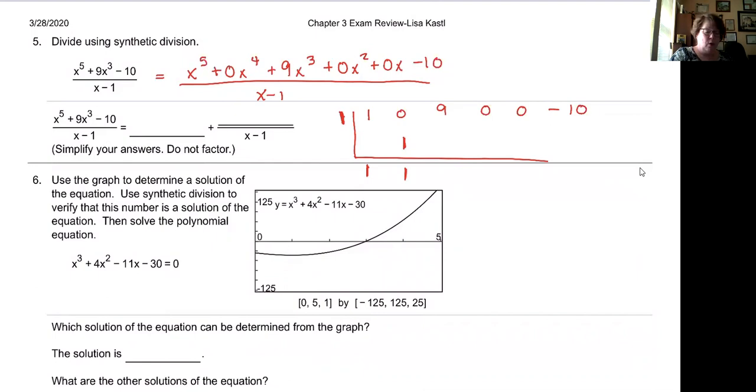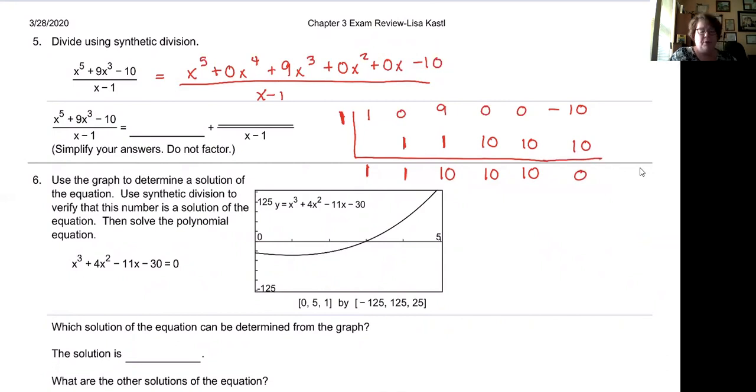1 times 1 is 1. Write that under the 9. 9 plus 1 is 10. 10 times 1 is 10. Write that under the 0 and add 0 plus 10 is 10. 10 times 1 is 10. 0 plus 10 is 10. 10 times 1 is 10. My remainder will be 0.